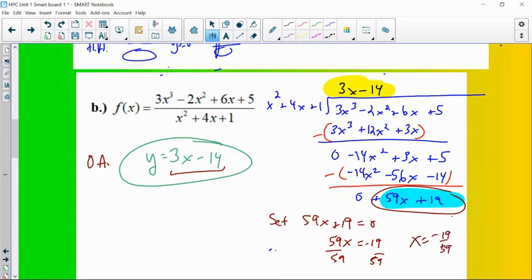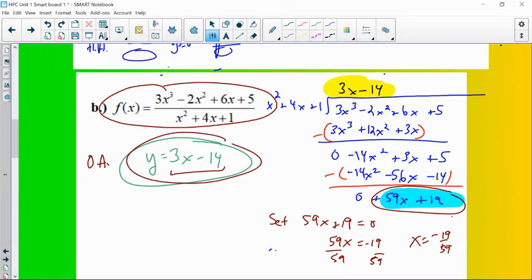Now that's just the x coordinate. That's not the y. But since this rational function and the oblique asymptote have the same intersection point, you can put this x value into either one. And might I suggest this one, much easier. So to get the y component of the cross point, you could say 3 times negative 19 over 59 minus 14. And whatever that equaled would be your y value for that cross point.